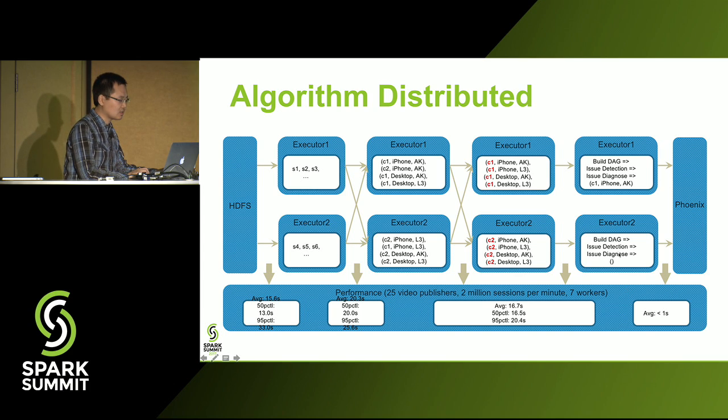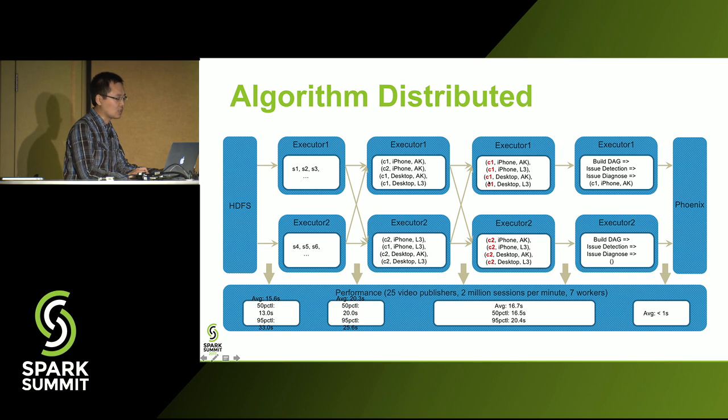So this is a distributed version of the algorithm using the Spark framework. First, assume we have two executors. We load the video sessions from HDFS into each executor. Next, we compute the quality metric for each group defined in the diagnosis graph. This C1 iPhone AK means the group of video sessions that are from video publisher C1, played on device iPhone and streamed from CDN Akamai. So basically in this step, we generate the time series for all the groups in the graph.